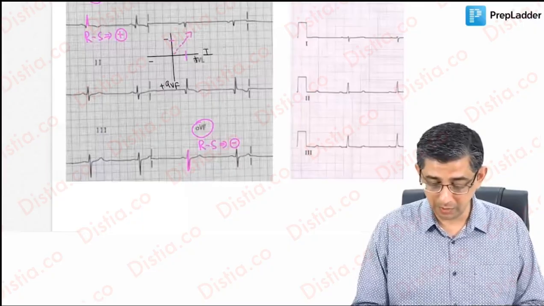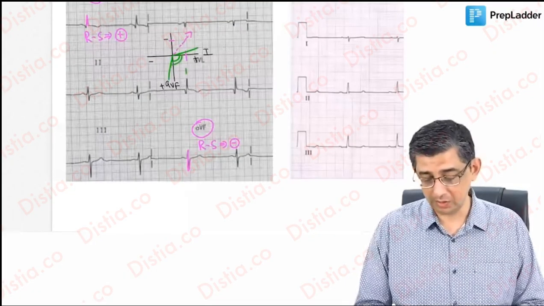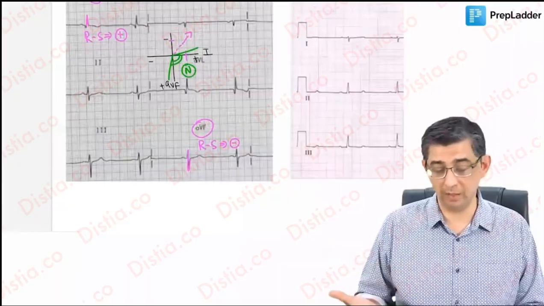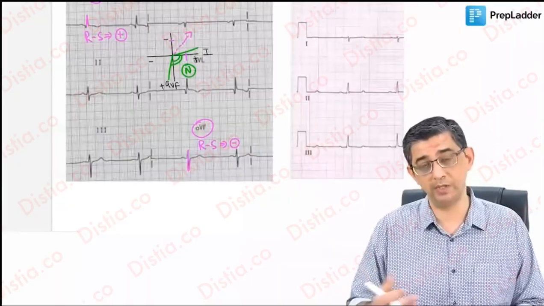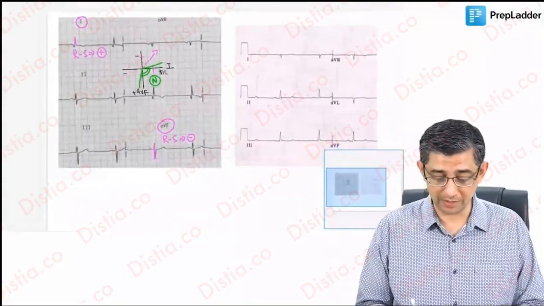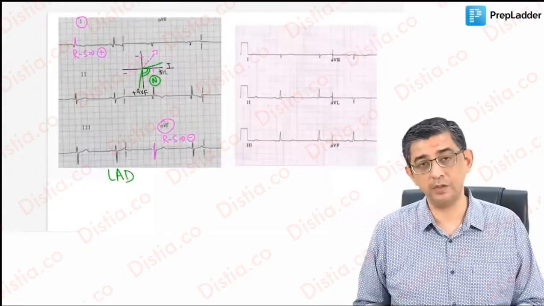In contrast to normal axis, which was -32 to +110, you can notice that now the axis of the vector is lying in the superior quadrant, above, I would say, the normal quadrant per se. So this is what is technically called left axis deviation. It signifies left chamber enlargement.